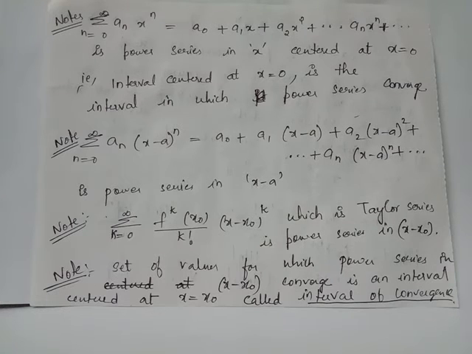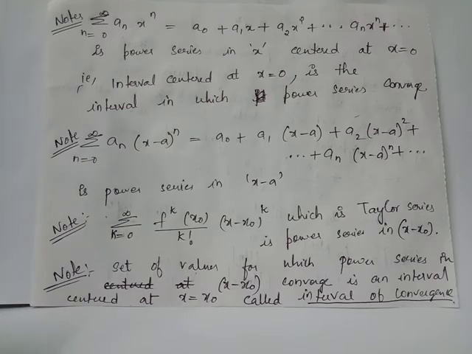When you consider the Taylor series, which can be written as summation n ranges from 0 to infinity f raised to n of x0 upon n factorial multiplied by x minus x0 the whole raised to n, notice that this Taylor series is a power series in x minus x0. This is because every term of the Taylor series can be considered as a term involving powers of x minus x0.